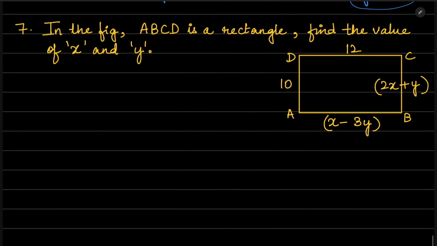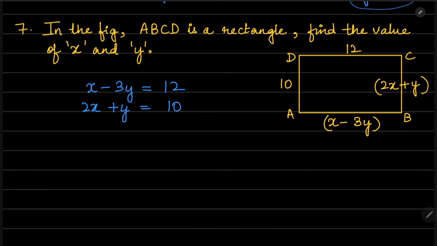Now the last problem. You are given ABCD is a rectangle. Okay, always whenever you have a rectangle, the opposite sides are equal. You have to find x and y. So just see, opposite sides are equal. So AB is equal to CD and AD equal to CB. So let's write the equation. x minus 3y is equal to 12 and 2x plus y equal to 10.